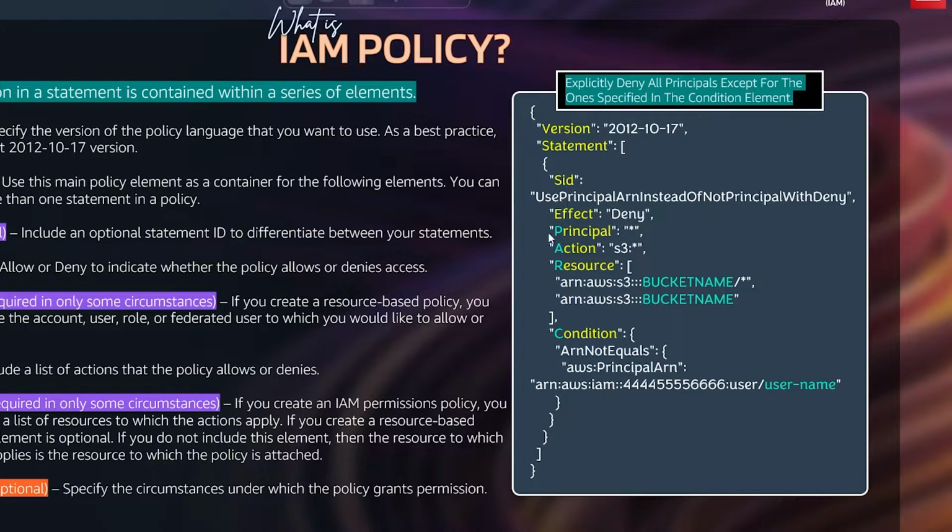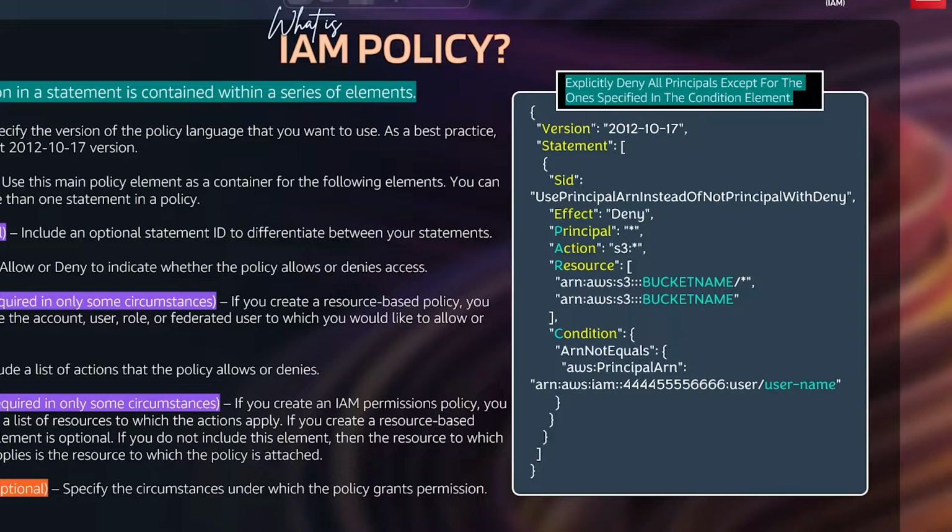Okay, because that effect is deny. So this condition tells us that all the principals except the one that is in the condition block don't have access, and that is why it's denied. As you can see here, we have the principal element, and that is why I had mentioned that if you create a resource based policy, you must indicate the account, user, role or federated user to which you would like to allow or deny access.